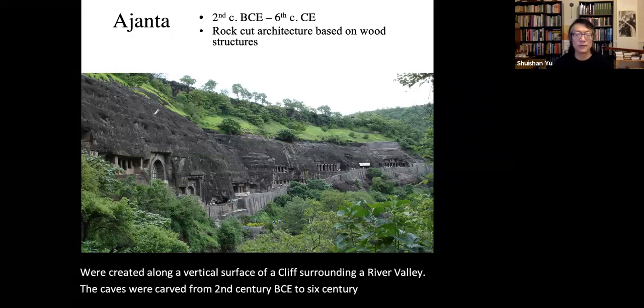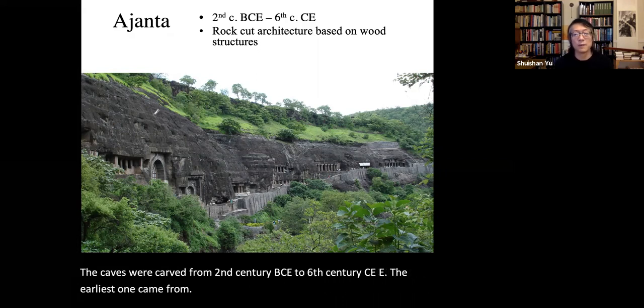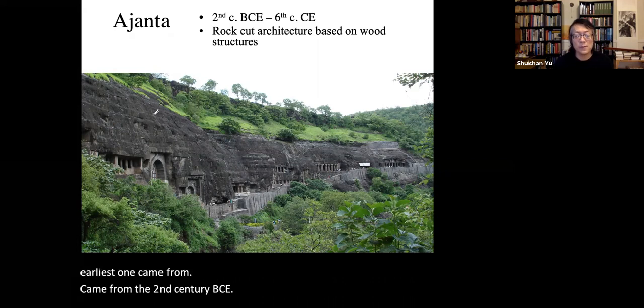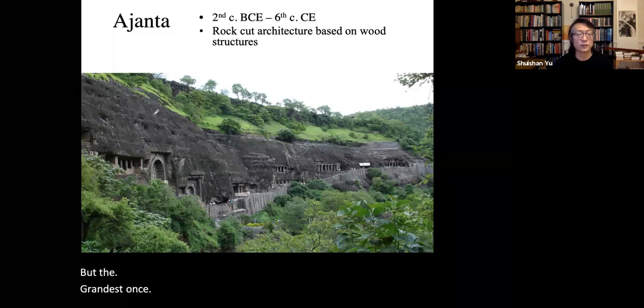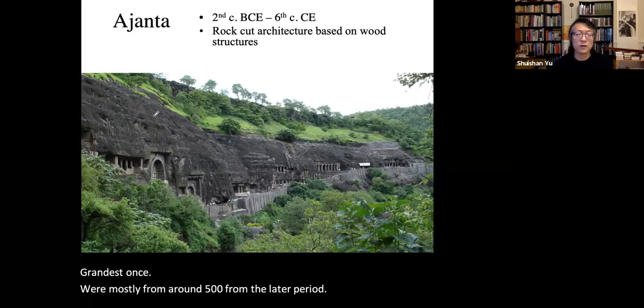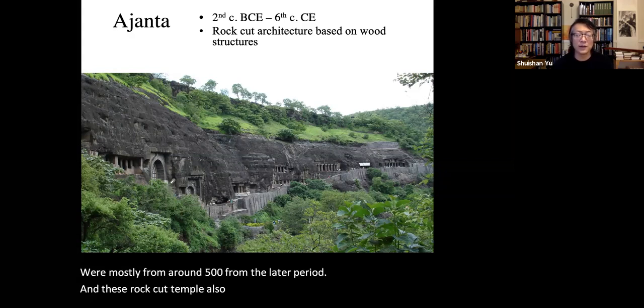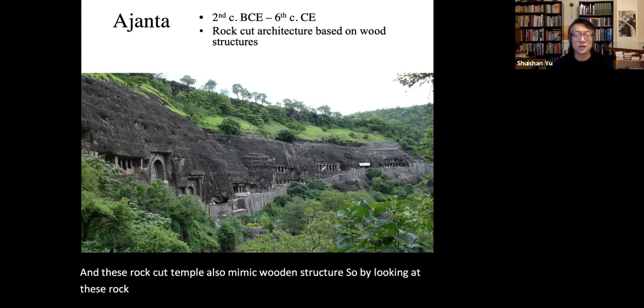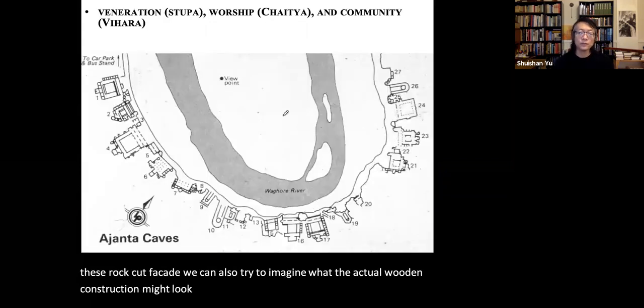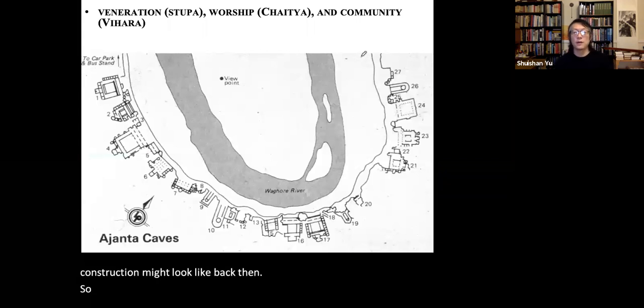The earliest ones came from the 2nd century BCE. But the grandest ones were mostly from around 500, from the later period. And these rock-cut temples also mimic wooden structure. So by looking at these rock-cut facades, we can also try to imagine what the actual wooden construction might look like back then. So a river and the mountainside with these rock-cut temples.